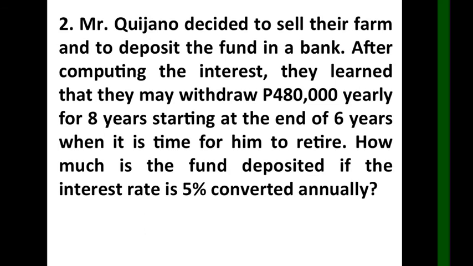Mr. Quijano decided to sell their farm and to deposit the fund in a bank. After computing the interest, they learned that they may withdraw 480,000 yearly for 8 years, starting at the end of 6 years when it is time for him to retire. How much is the fund deposited if the interest rate is 5% converted annually? So, what is being asked is how much Mr. Quijano deposited in the bank, since that money came from the sale of their farm.